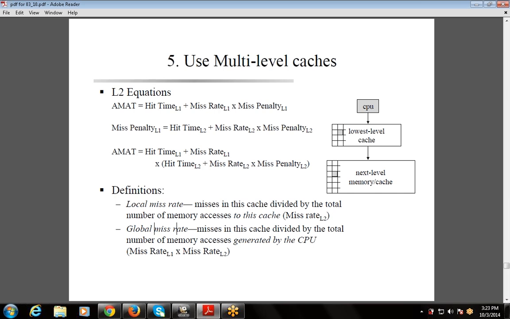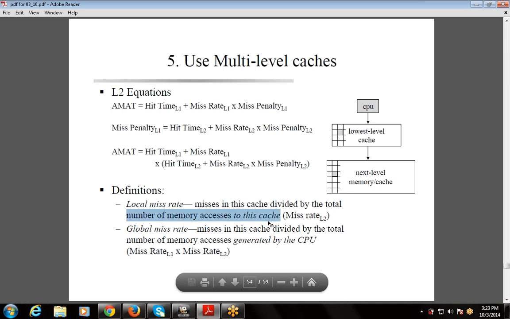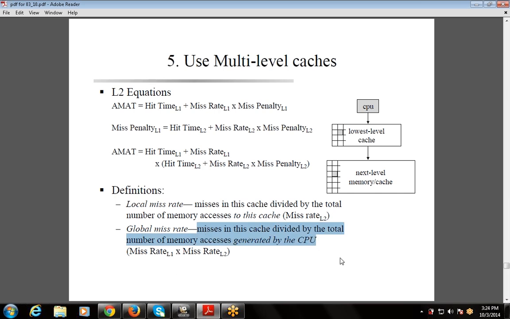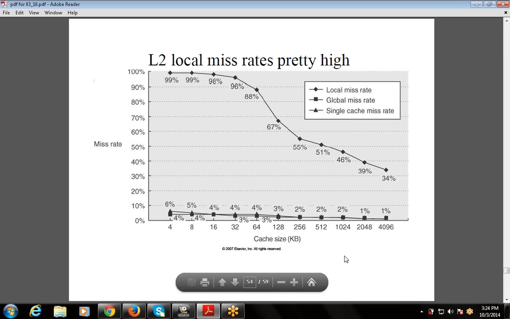Then definitions. What is a local miss rate and what is a global miss rate? Misses in the cache divided by the total number of memory accesses to this cache is the local miss rate. The global miss rate equals misses in the cache divided by the total number of memory accesses generated by the CPU, that is, miss rate L1 times miss rate L2. This is the diagram of the L2 local miss rate, pretty high. This is the local miss rate, the global miss rate, and the single cache miss rate.